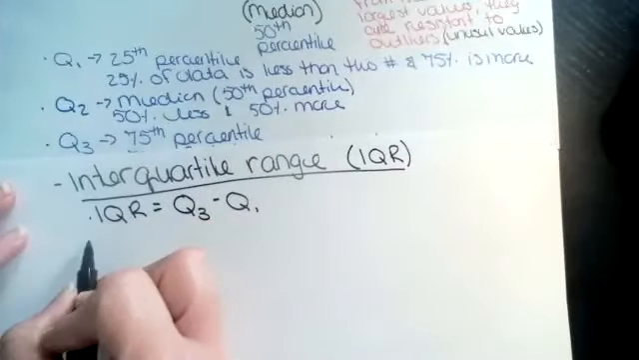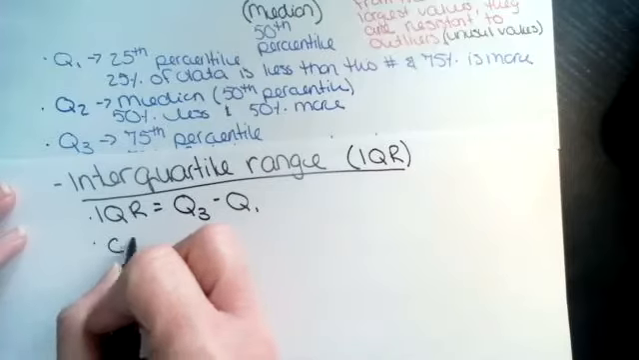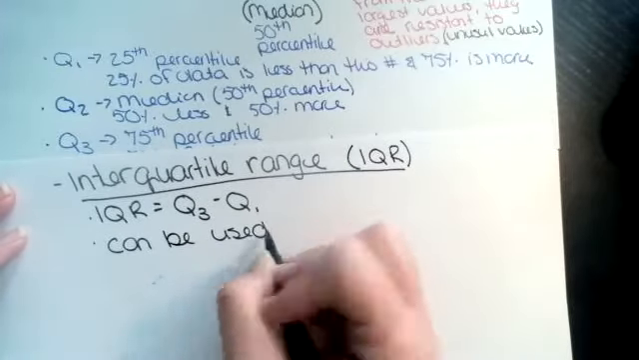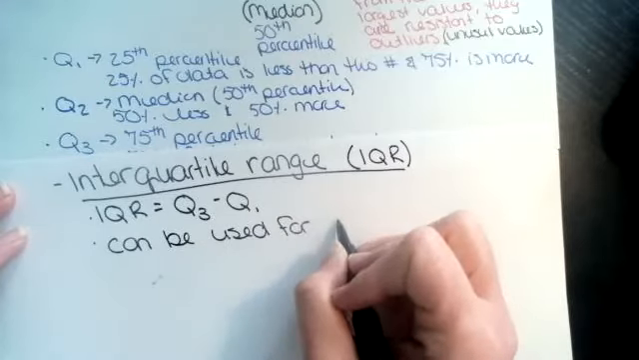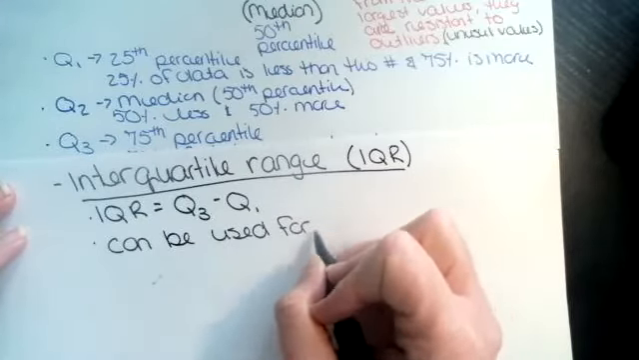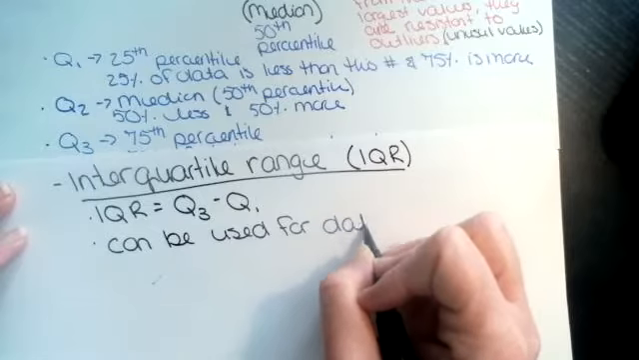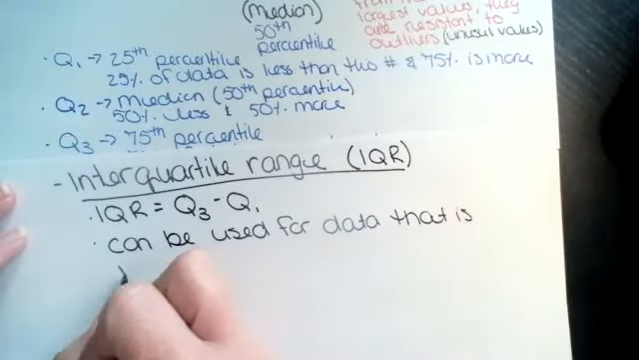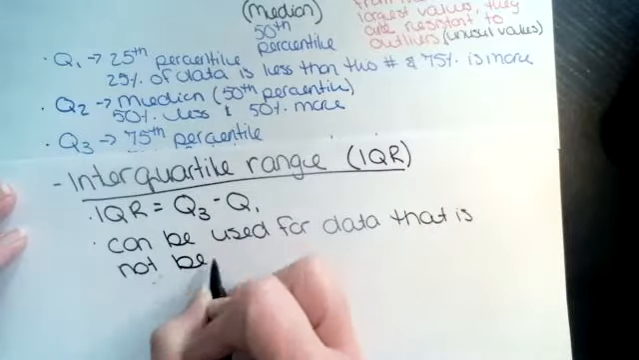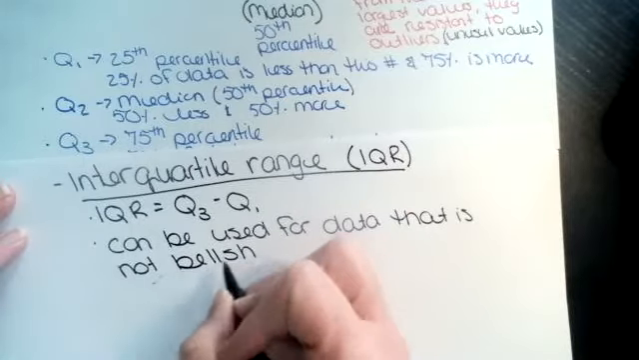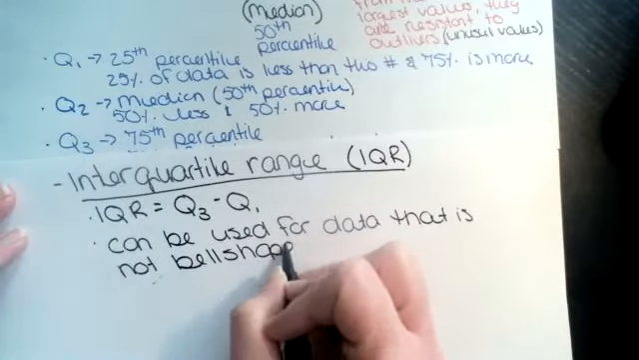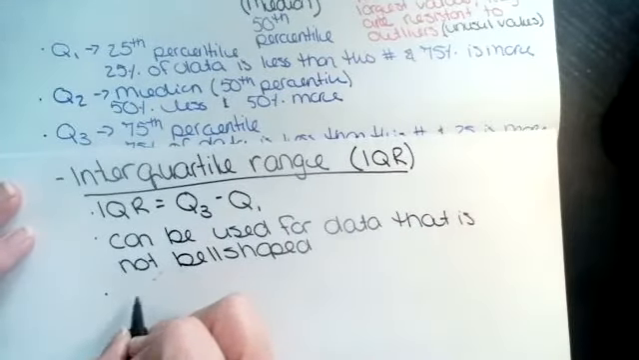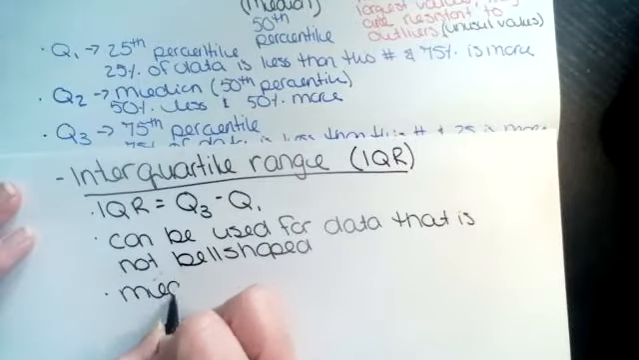So a lot of times we use this for data that is not bell-shaped. I'm not saying it has to be not bell-shaped. I'm just saying it can be used for data that's not bell-shaped. This is a measure of spread.